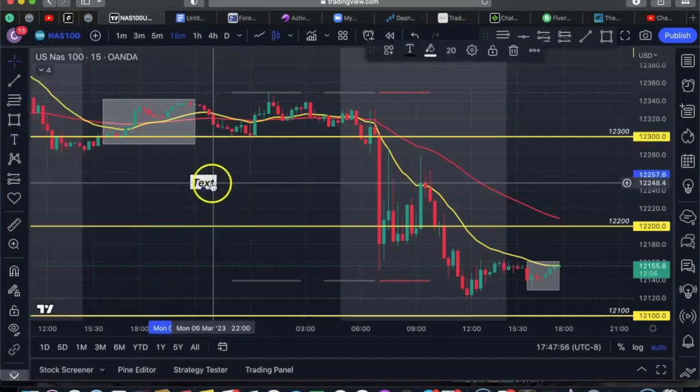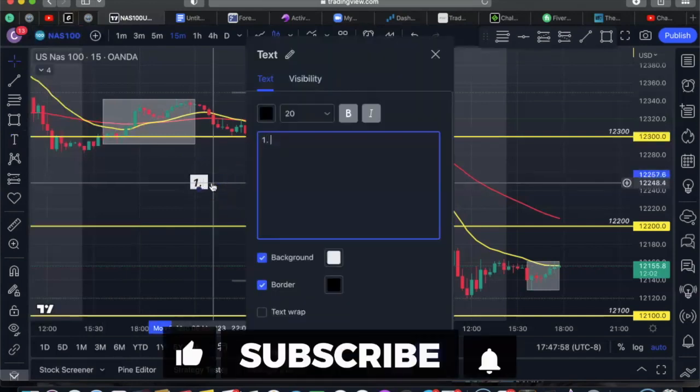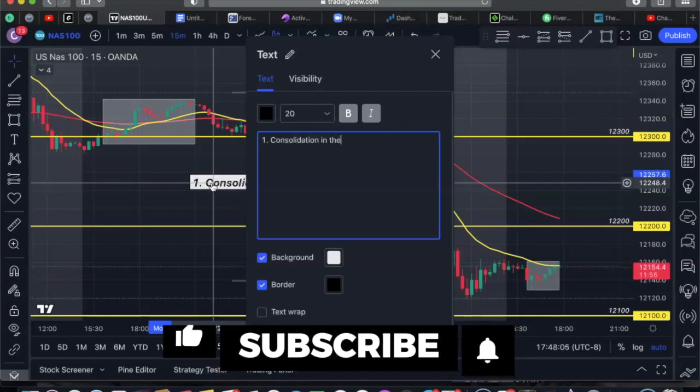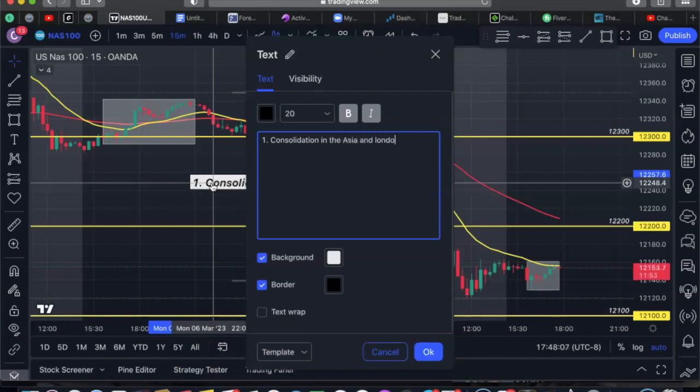The first one, if I like to see a perfect setup, is let's say consolidation in the Asia and London session. 2, I like to see consolidation in the Asia, then a break of structure in London.